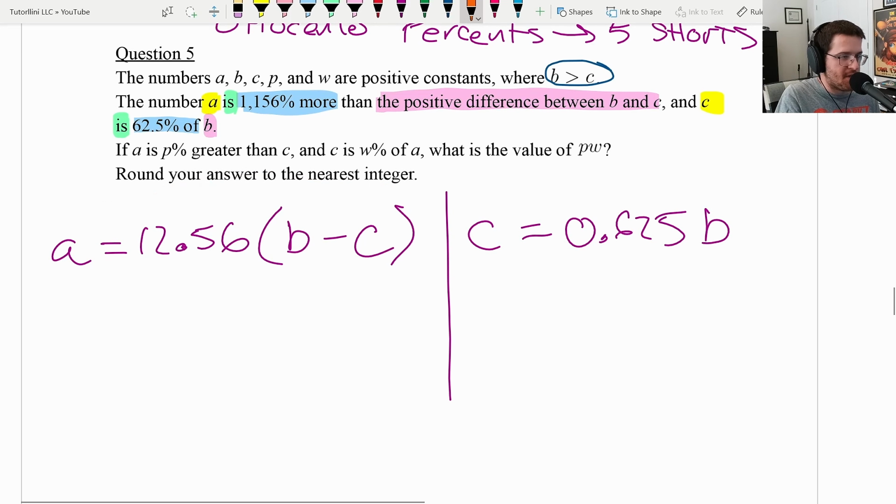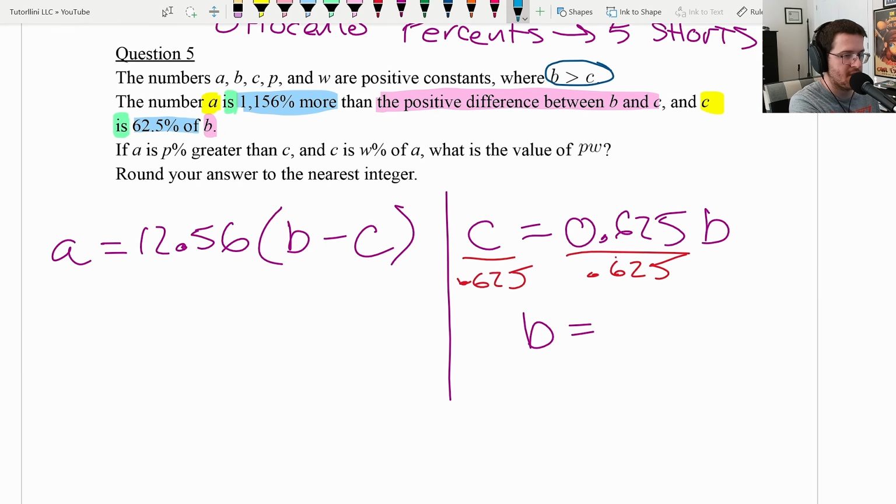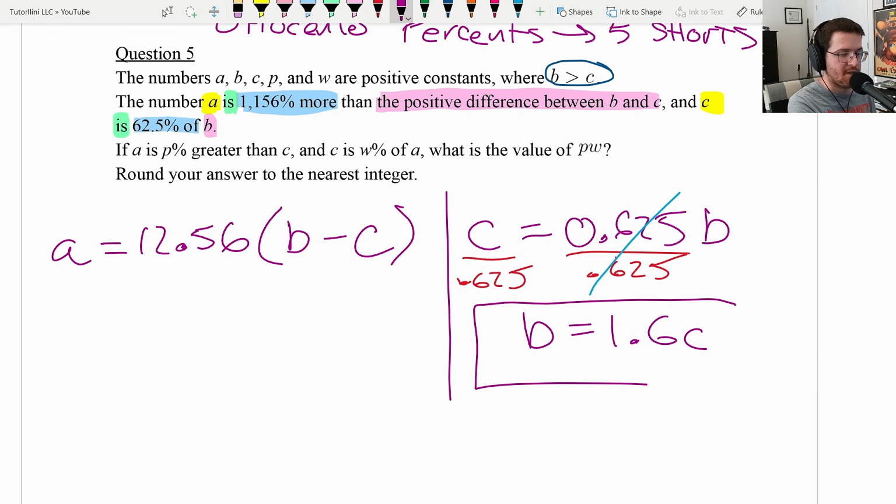This is going to be a big mess. So what I'm going to do is get B by itself here and then substitute it in here. It'll make sense in a minute. And we'll just get an equation in terms of C. So I'm going to divide both sides by 0.625. And I'm also going to switch it around. Hopefully that's okay. B equals, this guy goes away. And 1 over 0.625, you could do a fraction, but this one actually comes out nicely, is 1.6. So this is B equals 1.6C. Going to put a box around that.